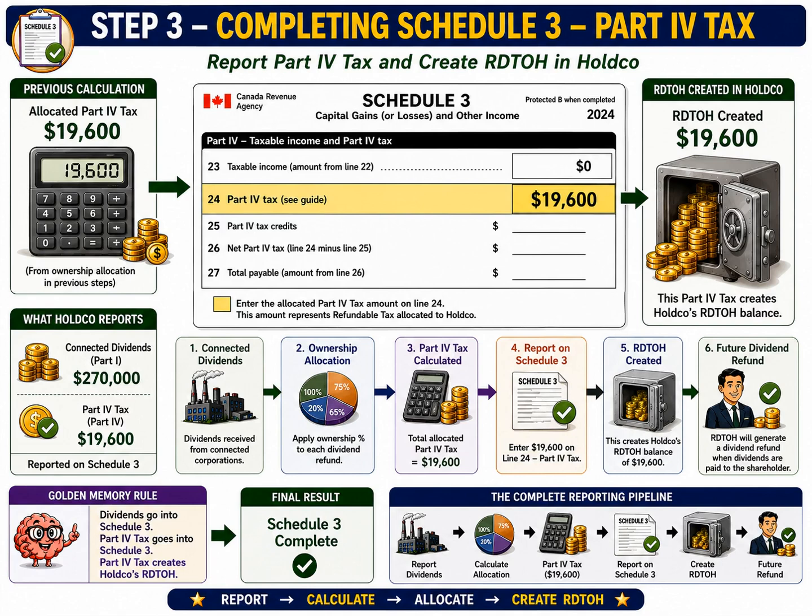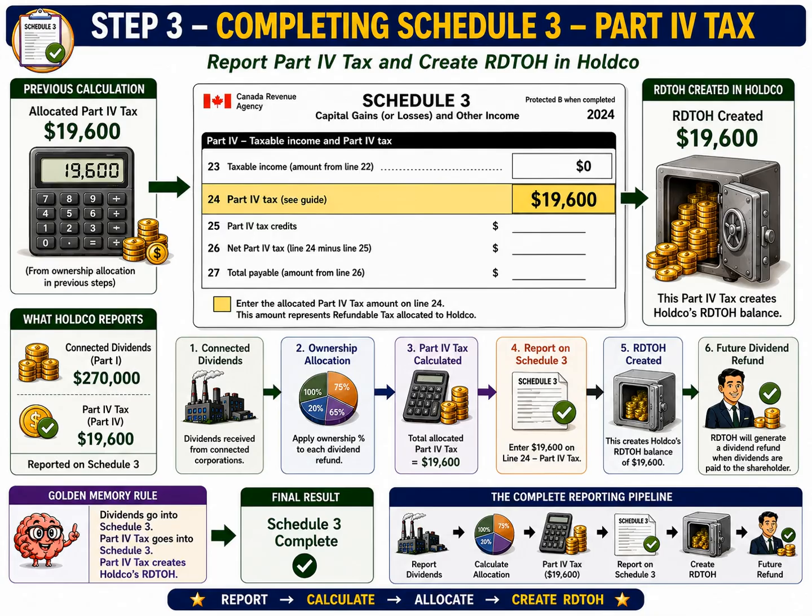The calculator on the left side of the slide represents the completed allocation calculation. At this stage, the calculation work is finished. The only task remaining is reporting. The highlighted section in the center shows where the Part 4 tax amount is entered on Schedule 3. The allocated Part 4 tax of $19,600 is reported in the Part 4 tax section of the form. This is the key reporting entry that links all of the earlier calculations to Holdco's tax return.